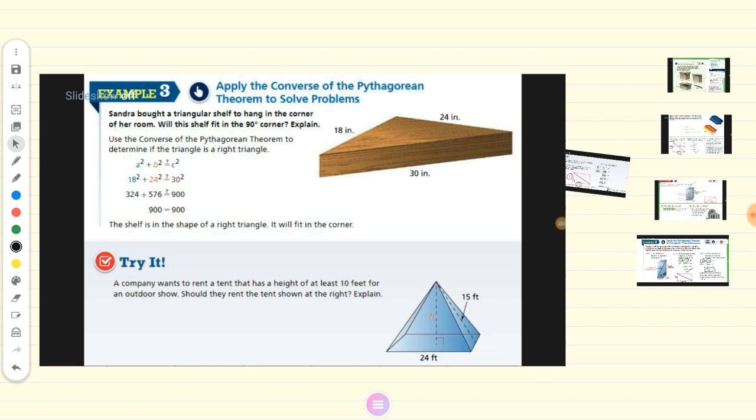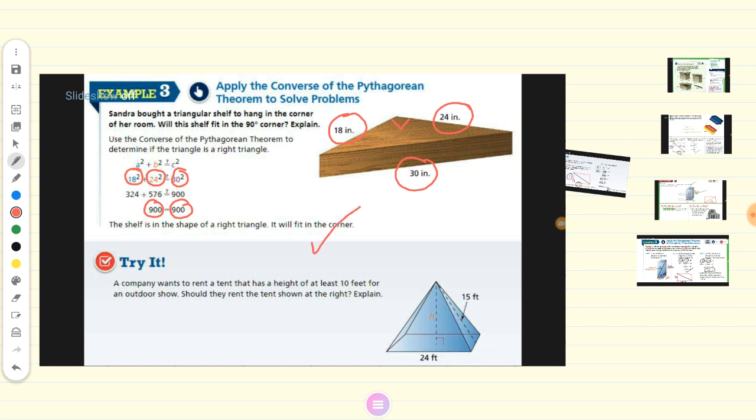Actually, to prove it, I have to prove that this shelf is a right angle triangle. I need to prove that this angle is a right angle. To prove it, we will use the converse of the Pythagorean theorem. We have the hypotenuse and the other two legs. Use the Pythagorean theorem, and if the left hand side equals the right hand side, it's a right angle, and that's what happened here. 30 to the power 2 equals 18 to the power 2 plus 24 to the power 2. After calculation, we found that 900 equals 900, left hand side equals right hand side, so this shelf fits the 90-degree angle. Okay?